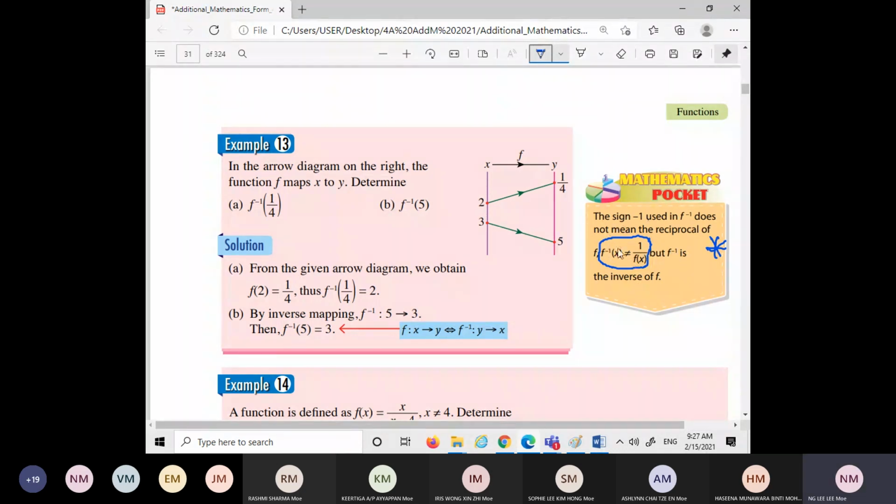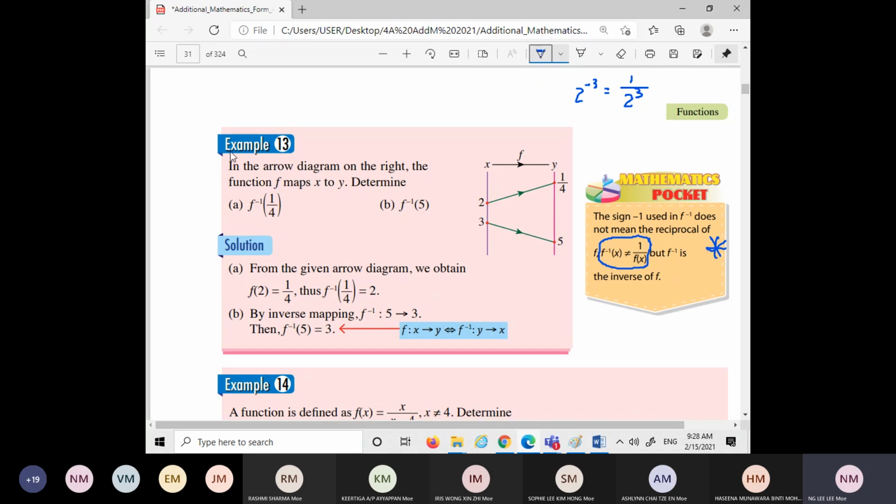Why do we say so? You remember, for example, 2 to the power of -3, which you have learned before. 2 to the power of -3 you can write as 1 over 2 to the power of 3. This negative means the reciprocal, but the negative in f^-1 doesn't mean the reciprocal. So this is what they want you to know.